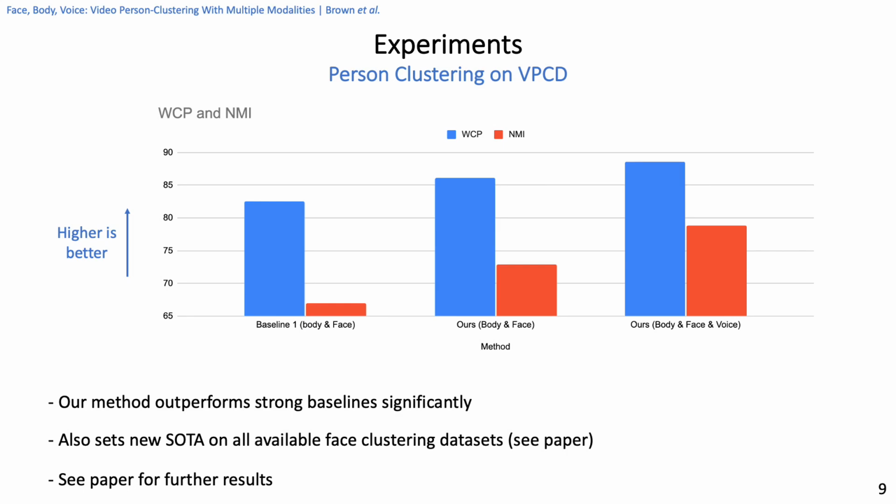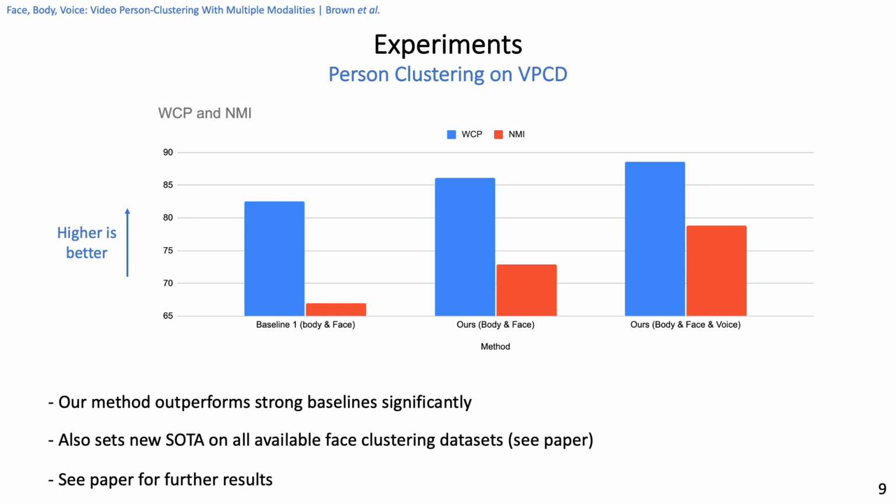We're the first to report results on the task of person clustering on the video person clustering dataset, so we compare to strong baselines. Here we show the strongest baseline in the paper, which uses information from the body and face as shown on the x-axis. We compare to 2 versions of our method here, one using the information from the face and body, like the baseline, and our full method using face, body, and voice. We measure weighted cluster purity and normalized mutual information for measuring the cluster quality. For both, higher is better.